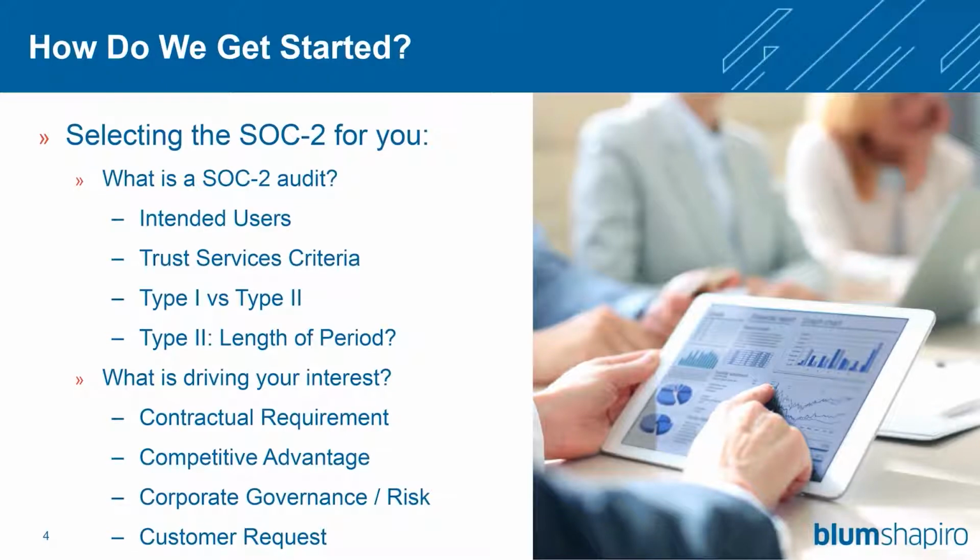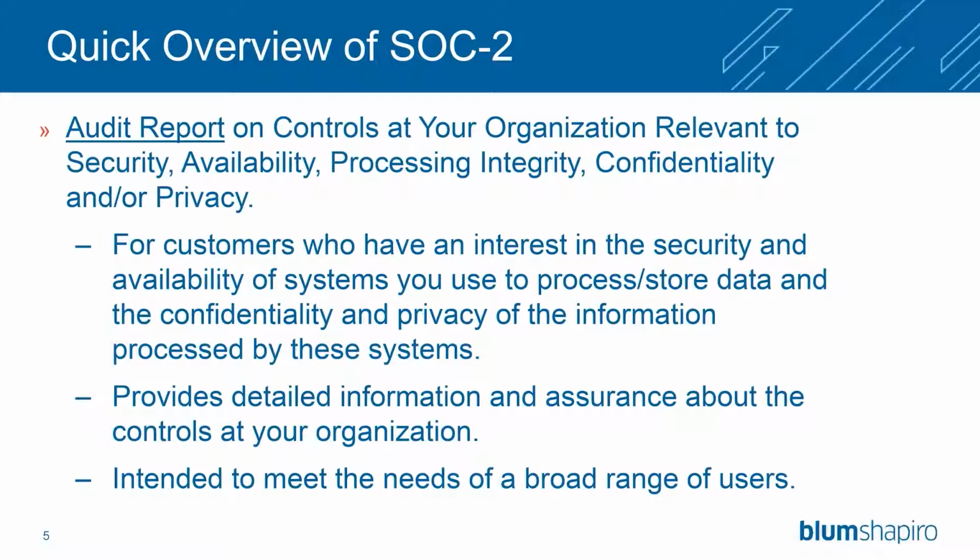There's also this concept of a Type 2 versus a Type 1. One is a point-in-time assessment, the other is an evaluation of your controls over a period of time. So you need to think about these things as you're determining what approach you need to take to achieving SOC 2. A quick overview. It is, in fact, an audit report on controls at your organization that impact security, availability, processing integrity, confidentiality, and/or privacy. So it can be all of these things, but it has to be security at a minimum.